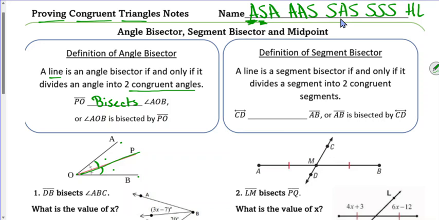A segment bisector is really similar. It's a line, and it's a segment bisector if and only if it divides a segment into two congruent segments. So instead of splitting an angle, we're splitting a line. So CD is the bisector, or bisects AB, because it forms two congruent segments on either side. This segment and this segment are the same. That's why they're marked as congruent. So we're going to do two practice problems with those two.